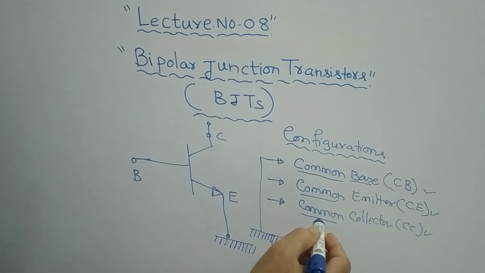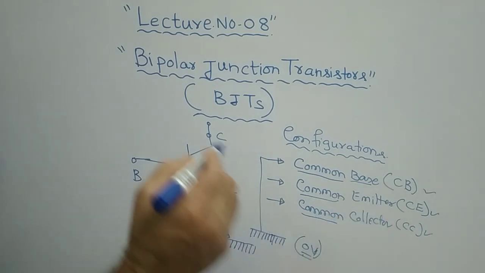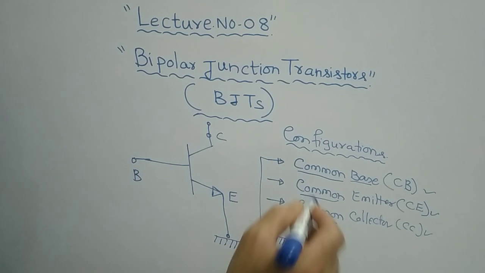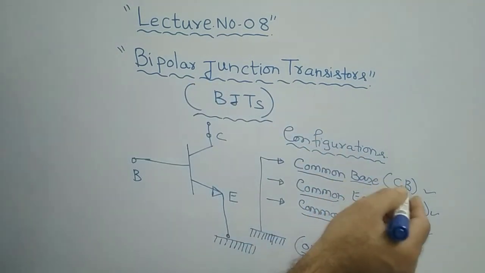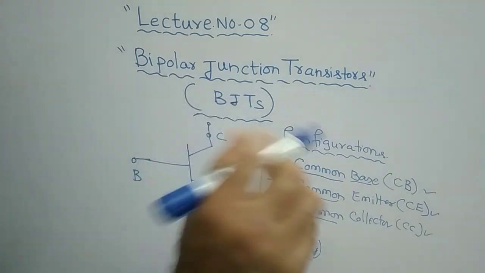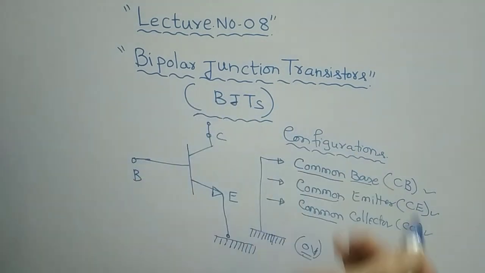Similarly, in common collector, your collector terminal is put as common with respect to the remaining two terminals, right? So common is nothing but that particular terminal, either base or emitter or collector, is put at zero potential with respect to the remaining two terminals. That is the meaning of it. This is about the configurations.